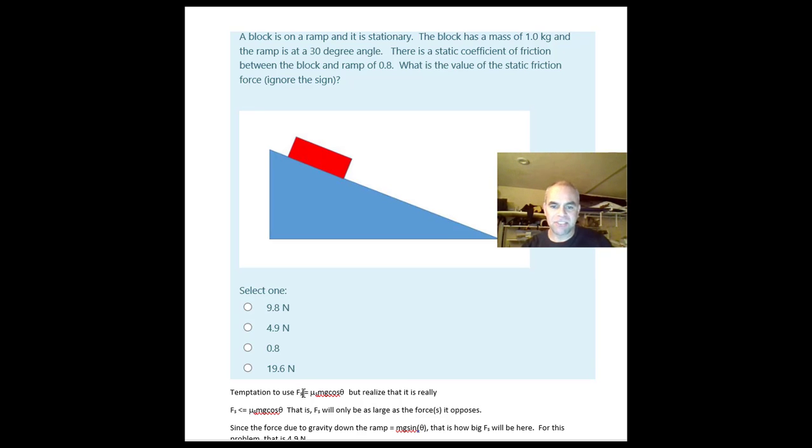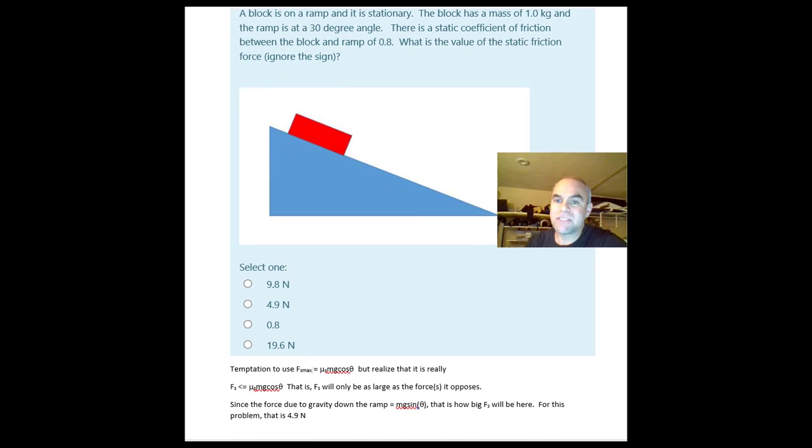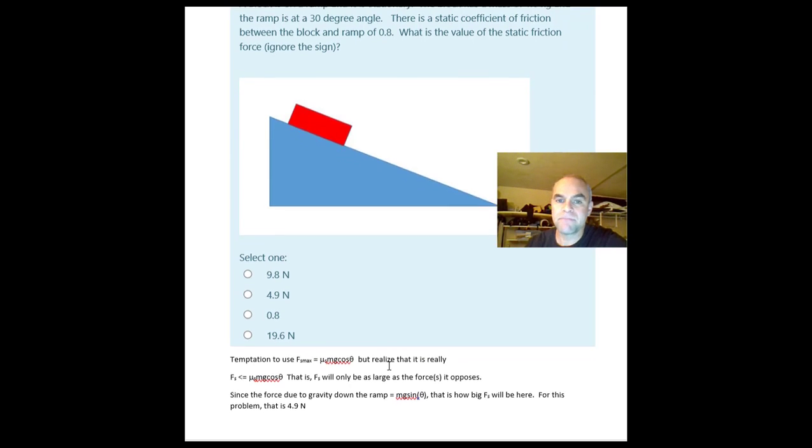And it's only going to get that much when the ramp is at the maximum angle that friction can hold the block back at. When the ramp is at a lower angle than that, static friction won't be as big. It'll only be as big as the force that's trying to pull the object down the ramp, which in this case is the force of gravity acting down the ramp, which is Fg sine theta. And if you calculate Fg sine theta, that's mg times sine of 30 degrees, which is mg times a half, or about 4.9 newtons, since the mass is just 1 kilogram.